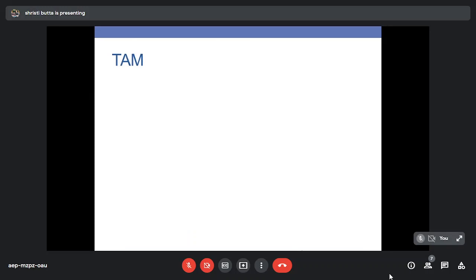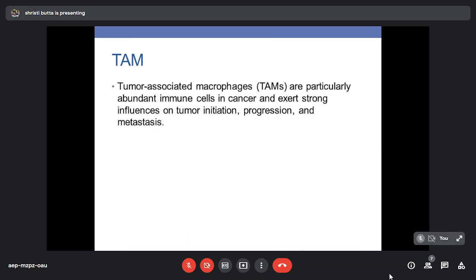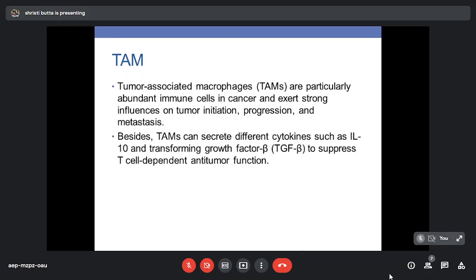Now, what are the two other distinct types of macrophages then? We have the tumor-associated macrophages. This is a distinct macrophage subset, which is particularly abundant in cancers and exerts a strong influence on tumor initiation, progression, and metastasis. Besides that, TAMs can also secrete different cytokines like interleukin 10 and TGF-beta, somewhat similar to the M2 type, to suppress the T-cell dependent anti-tumor function.